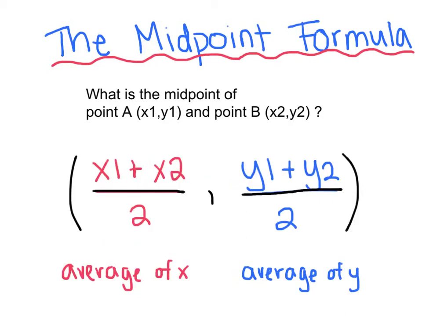So to put it all together, the midpoint formula is x1 plus x2 divided by 2, or the average of the x's, comma, y1 plus y2 divided by 2, which is the average of the y's.